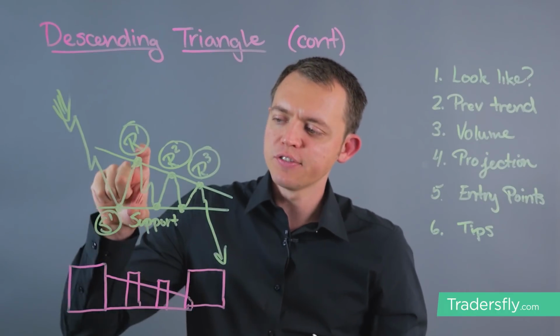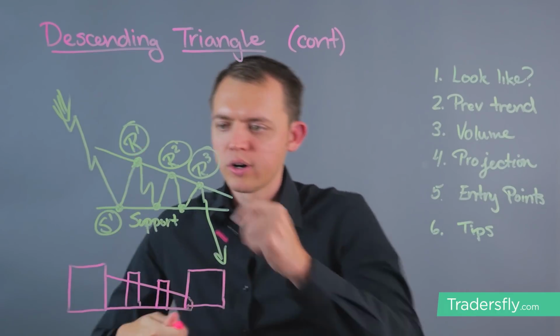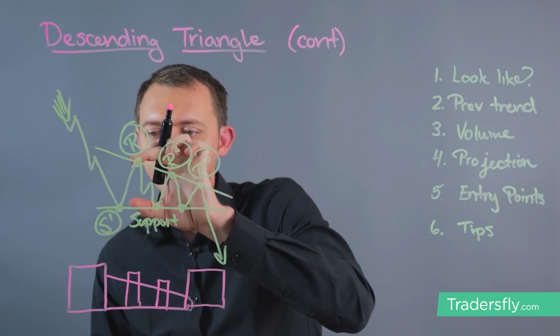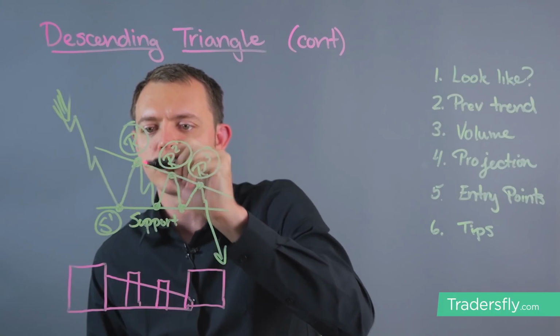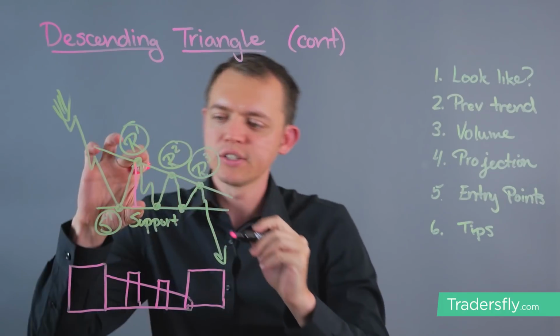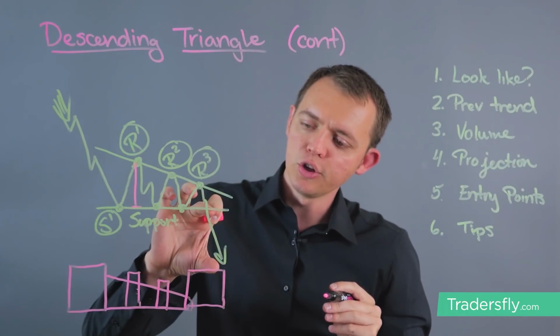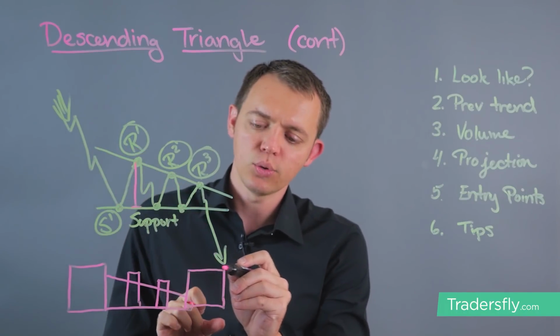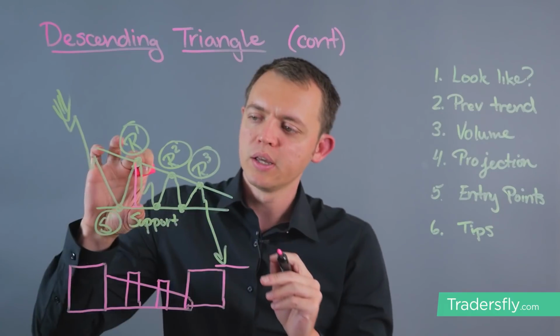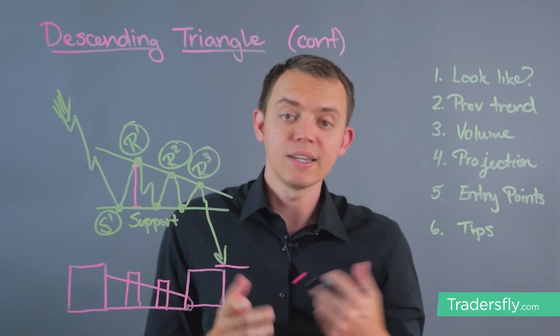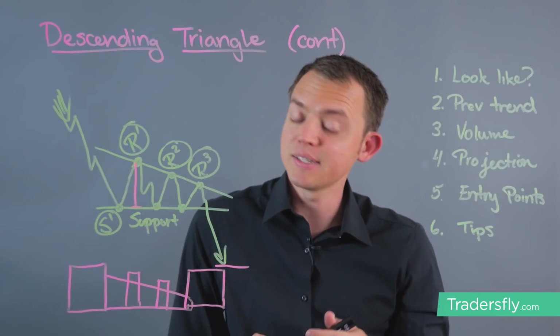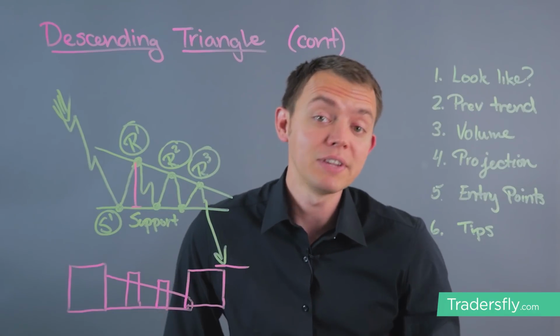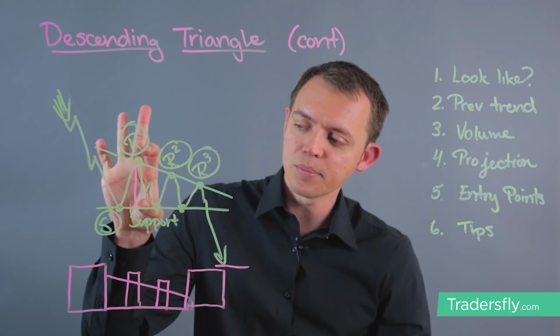The projection of this is you're looking for the level of this fatter part of the triangle as we start from the resistance to the support. So you take this and you move it from that breakout point, and that's your target. So your target will be that same range or distance. And again, that is just a guideline. Doesn't mean it's going to hit it every time. Doesn't mean it'll even get there. But that's kind of the typical goal.